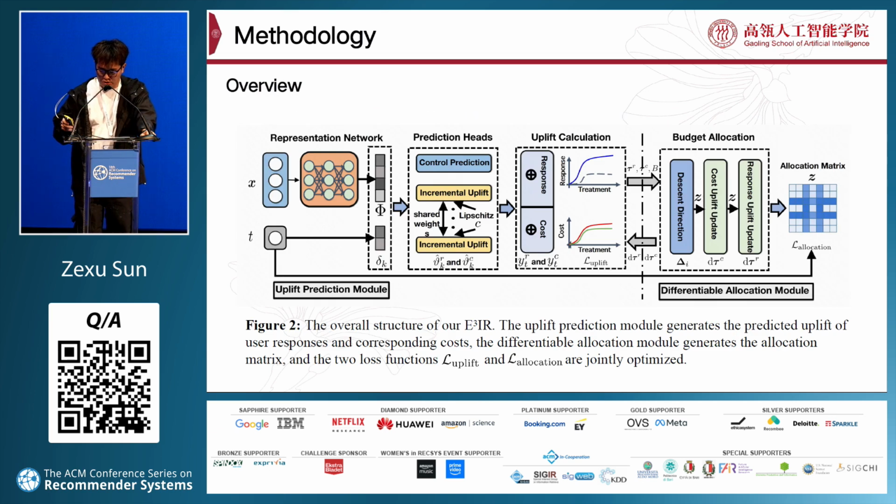The following is our methodology. At a high level, our E3IR consists of two modules. The left is the uplift prediction module, and the right is the differentiable allocation module. The first module is to predict uplift in the user cost and response. Next, the second module utilizes the predicted response uplift and cost uplift to facilitate budget allocation problems through a differentiable optimization procedure.